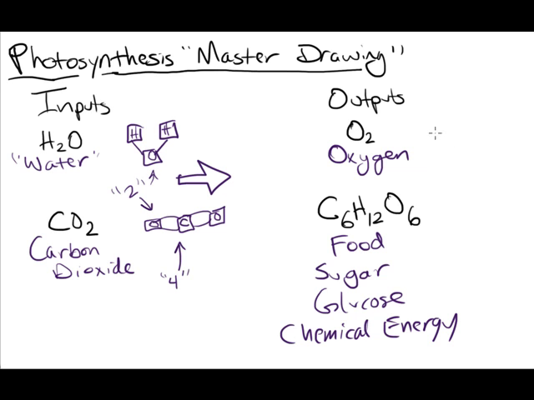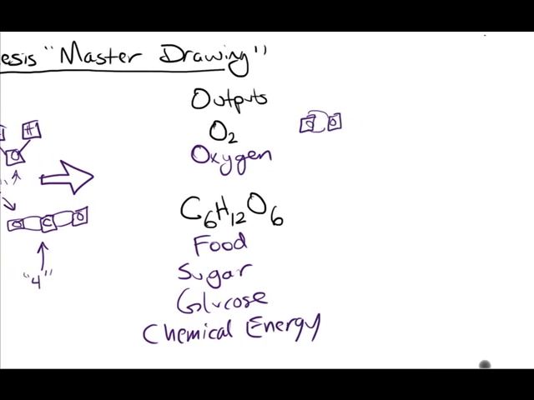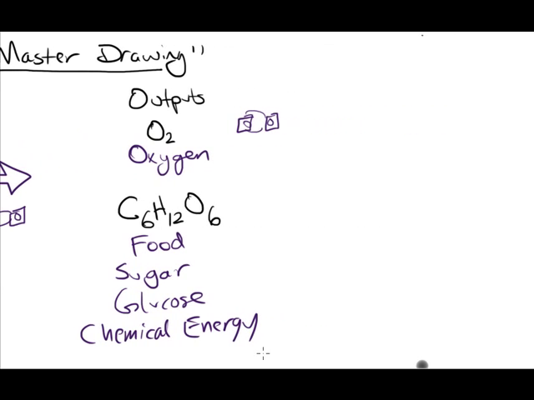And in the end, we had an oxygen molecule, which is 2 atoms of oxygen double bonded together. Notice both oxygens have 2 bonds. And then we ended up with this huge monster molecule called glucose. If you haven't drawn it yet, draw it with me.